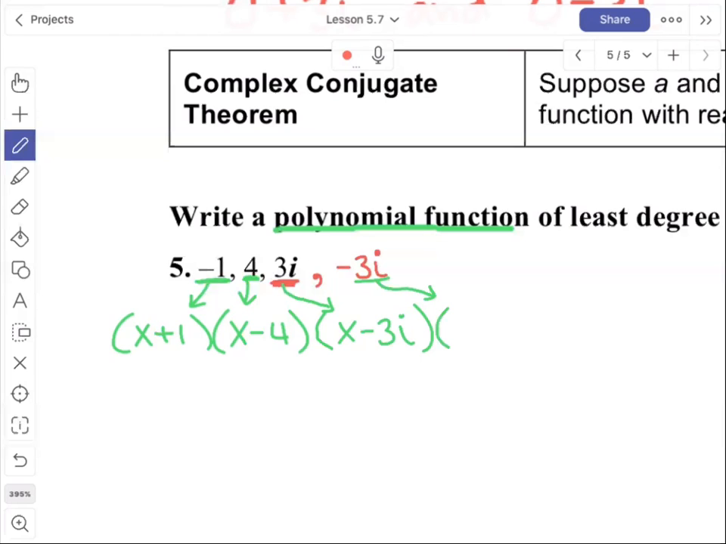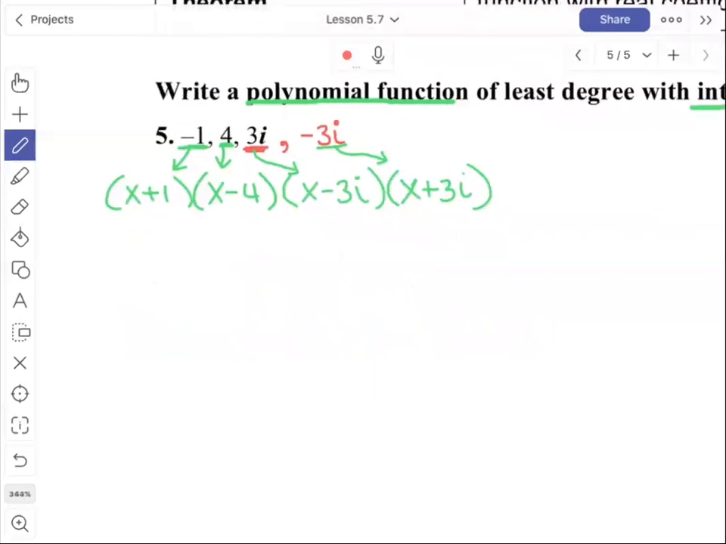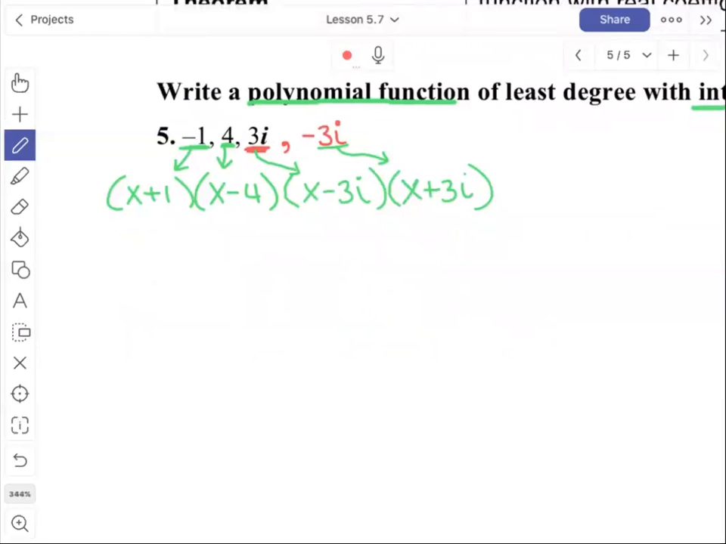X plus 3i. Good, Michael. Yes, x plus 3i. You got it. All right. So these are all the factors of this polynomial function. Now, all we have to do is multiply a bunch. Okay, we got to FOIL, FOIL, FOIL.